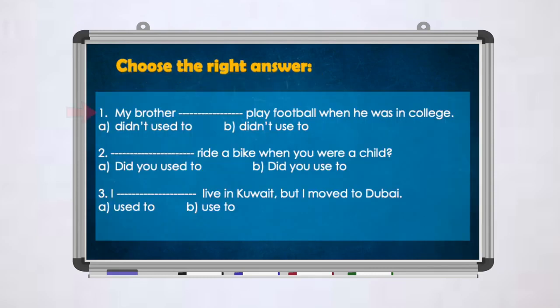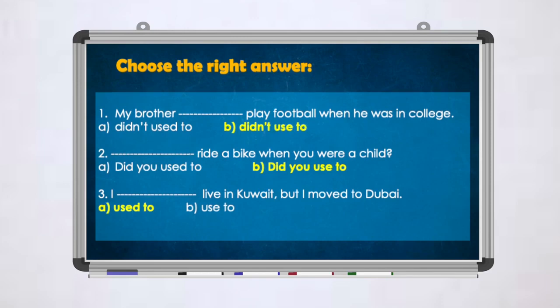Choose the right answer. 1. My brother blank play football when he was in college. Is it "didn't use to" or "didn't used to"? 2. Blank ride a bike when you were a child. "Did you use to" or "did you used to"? Which one is correct? 3. I blank live in Kuwait but I moved to Dubai. Which answer is correct? "Used to" or "use to"? Take a moment. Let's check your answers. B, B, and A. Did you get it right?